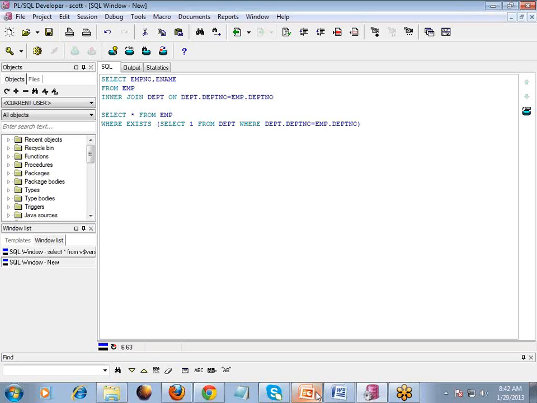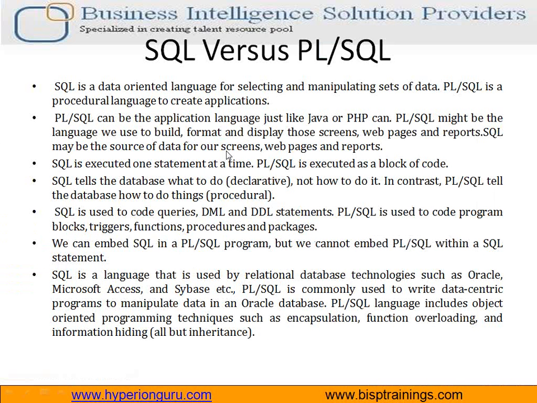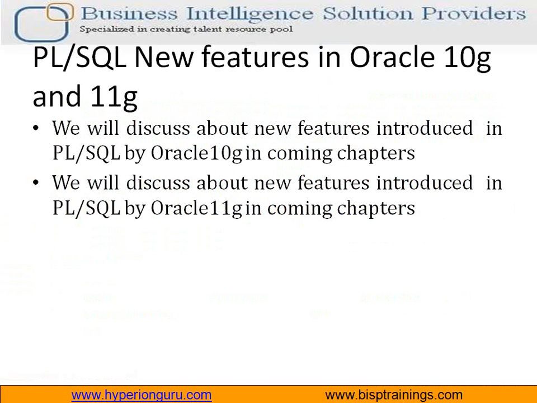Now we'll go to the next topic. Here, as I said over the period, the first PLSQL introduced in Oracle Database 6 was 1.0. Nowadays, around 70 to 80% of organizations have upgraded the database to 10G or 11G, depending on their cost and finances. So we will mainly focus on all the new PLSQL features introduced in Oracle 10G and 11G. We will discuss them in the next few chapters.